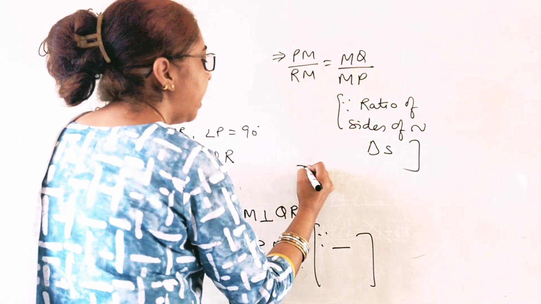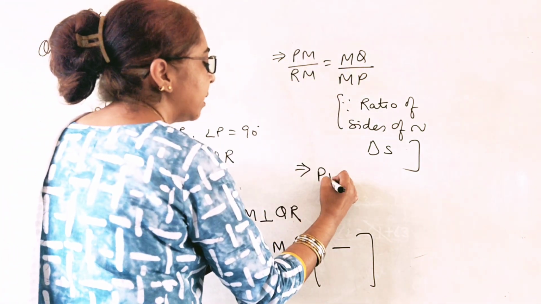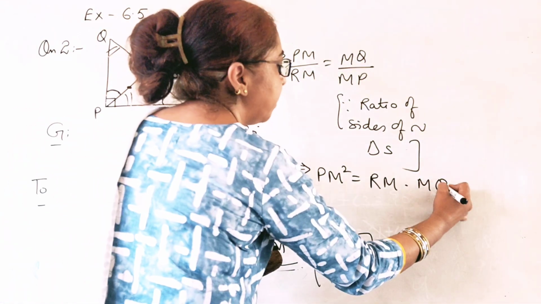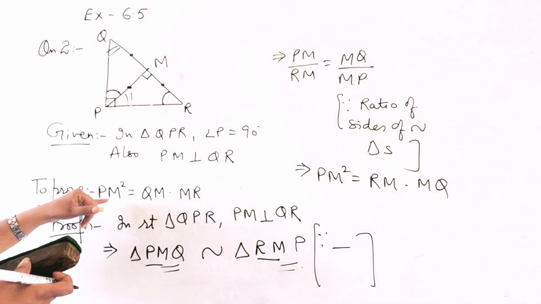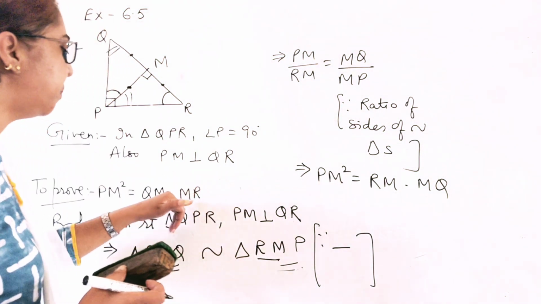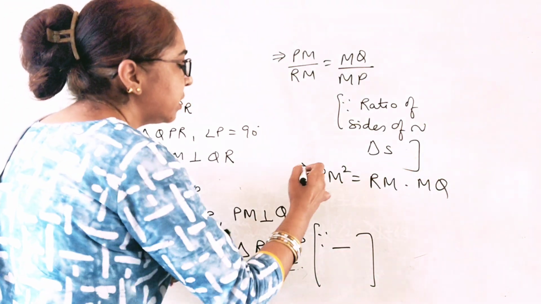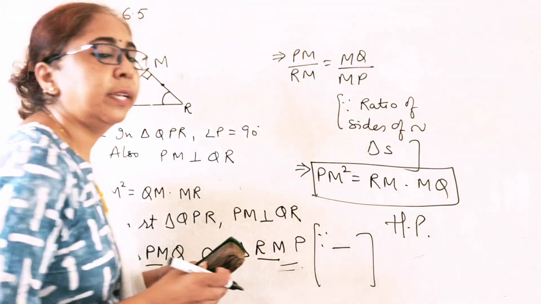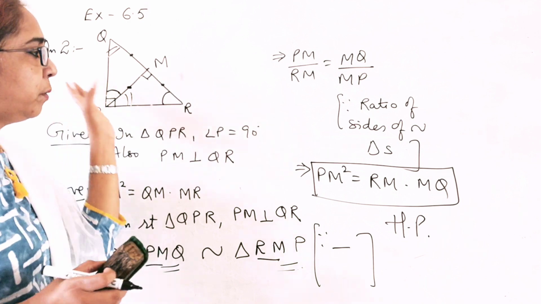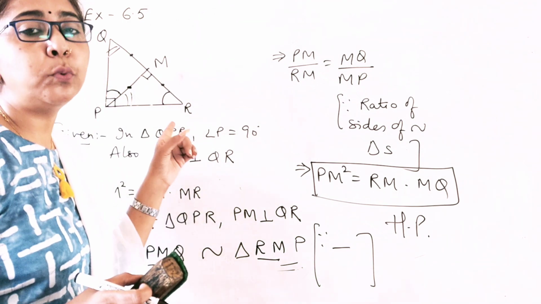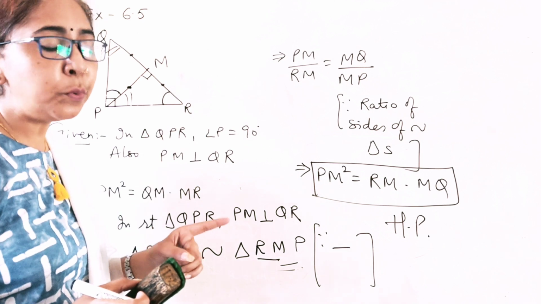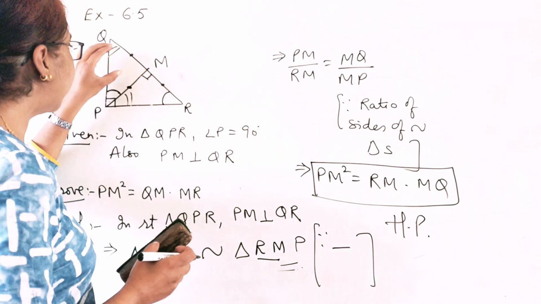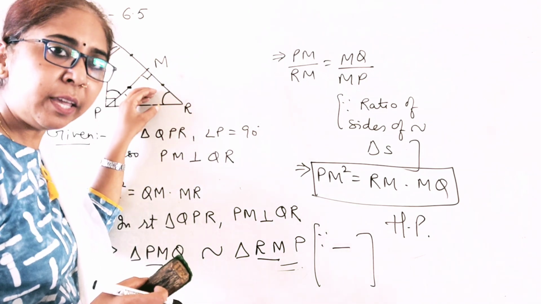Now cross multiply and you will get PM and PM, that means PM square, RM and NQ, that means RM into NQ. RM means MR and RM are the same, QM and NQ are the same. So this is the result which we have to prove. So hence proved. So this is all about question number 2. It was an easy question, but you have to note down the theorem which I told you, and one more thing, how you have to write the names of the triangles, especially these smaller triangles. Okay, thank you.